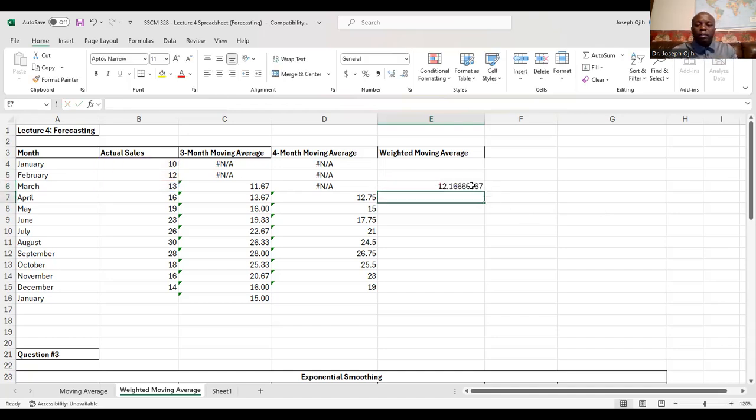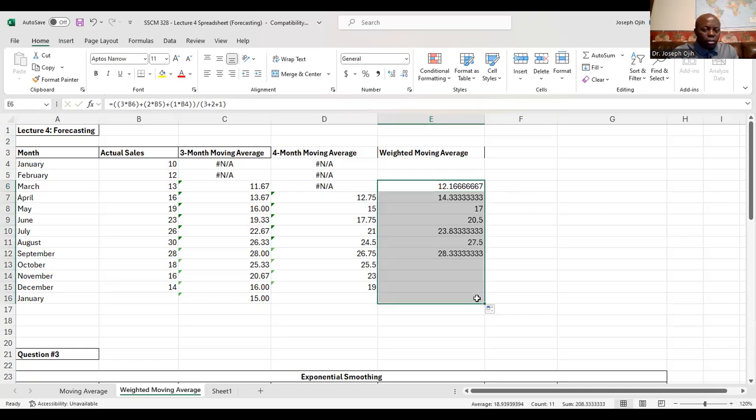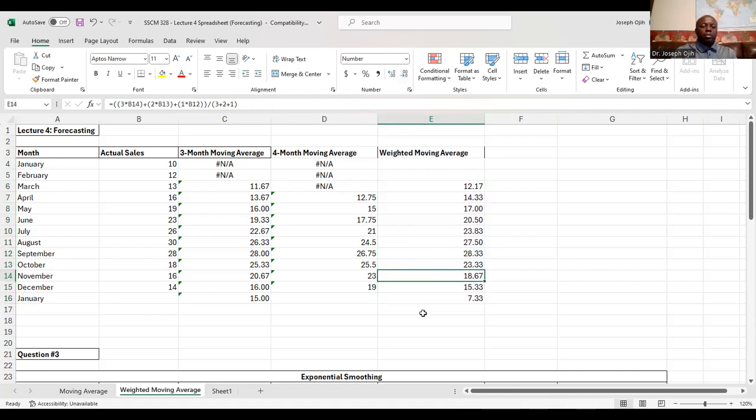Press the Enter key. Then you can now drag it down. Say this is a thick cross. Once you bring it close, it changes to a skinny cross. At that point, you click, hold and drag it down, all the way to the last one, the one for January next year. And then you can decrease decimal places. Okay. That gives you the weighted moving average.